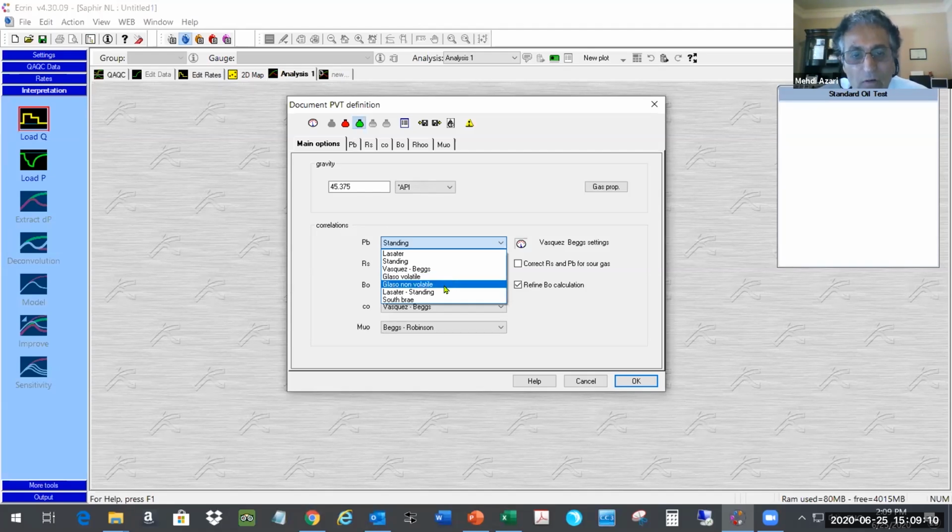Glaso volatile, sometimes I found out that Glaso volatile matches my oil. Glaso non-volatile matches, or Lasater, Standing. So these are all different correlations. There are so many correlations of it.